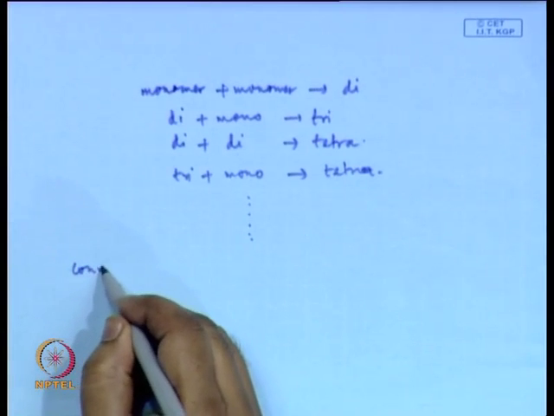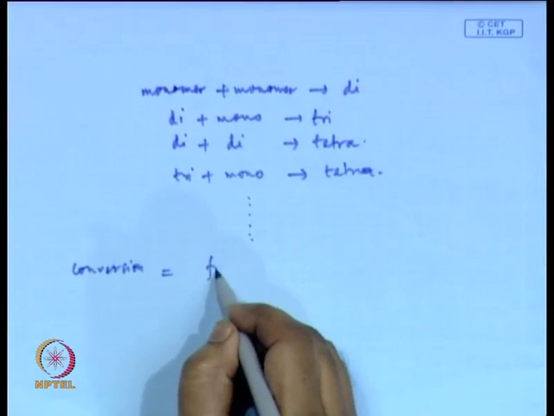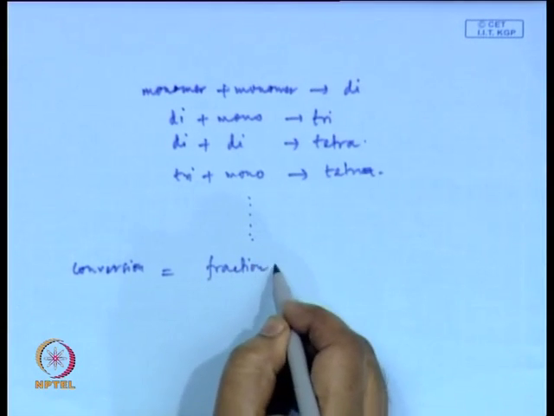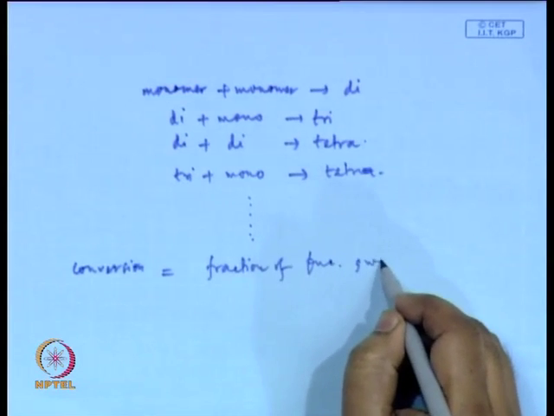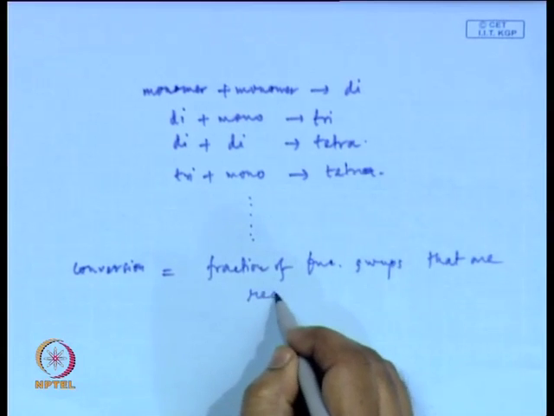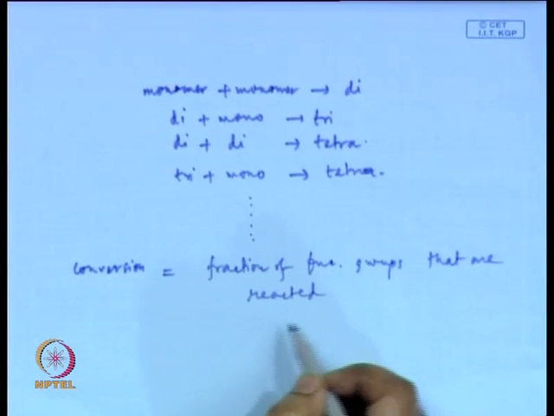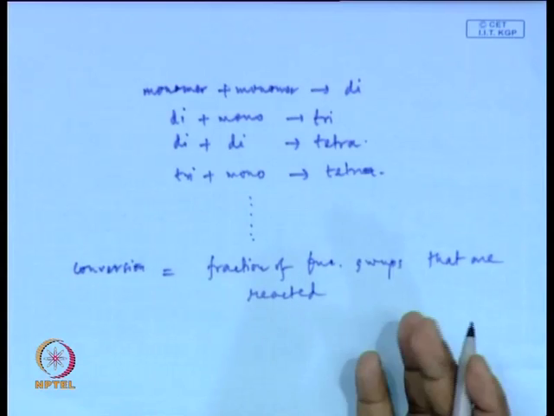Now, what do I mean by the latest stage? First, let us define what conversion is in a polymerization process. Conversion is the fraction of functional groups that have reacted in the process. It can be expressed as a percentage or as a fraction.